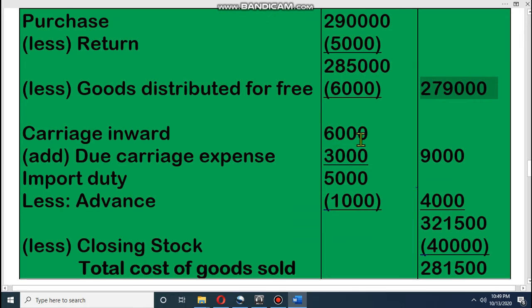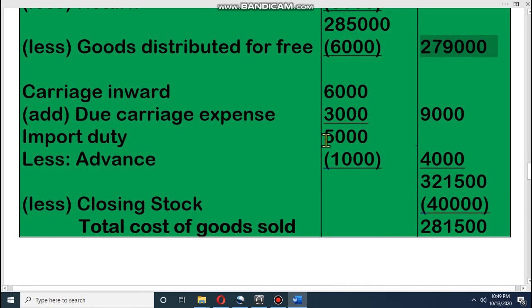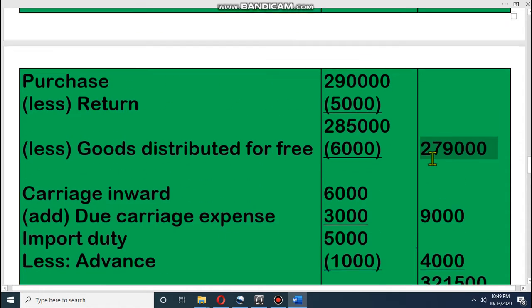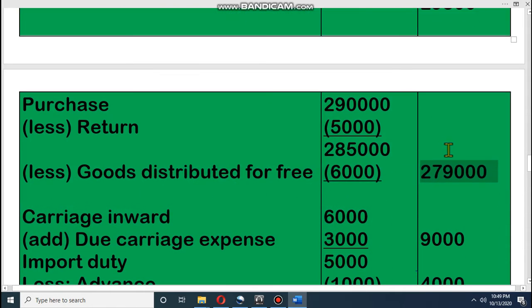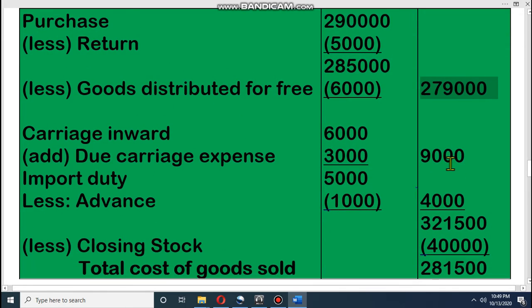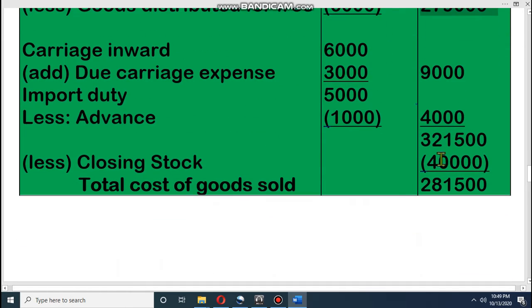Now carriage 6,000 and due carriage from the adjustment 3,000. So total carriage is 9,000. Then import duty is 5,000 and advance paid import duty 1,000. So net amount of import duty is 4,000. So total of opening stock, purchase, carriage, import duty is 3,21,500. And the formula says less closing stock 40,000. So total amount of cost of goods sold is 2,81,500.